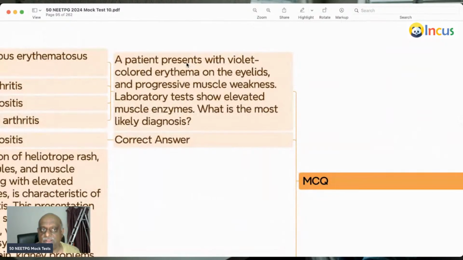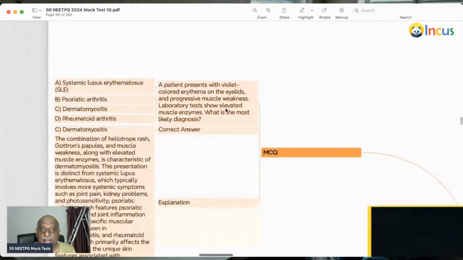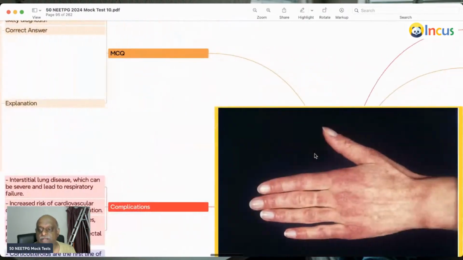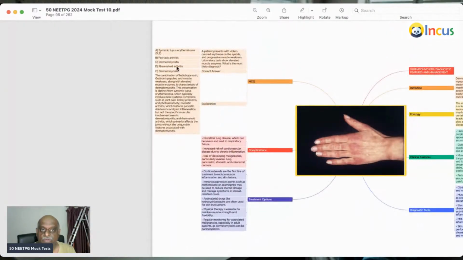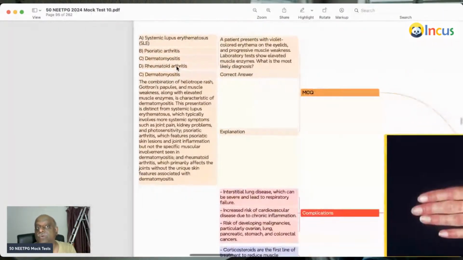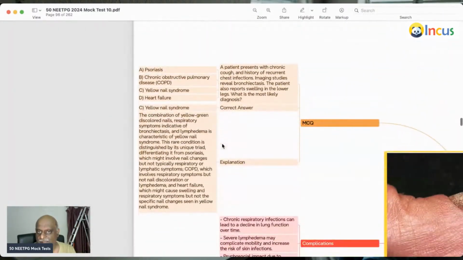A patient with violet colored erythema on the eyelids, heliotrope rash it is called. Gottron's papules is what you are able to see, which is classical of dermatomyositis is what you need to remember.